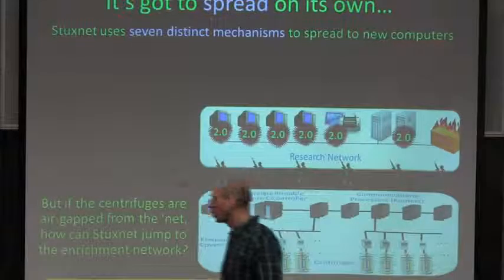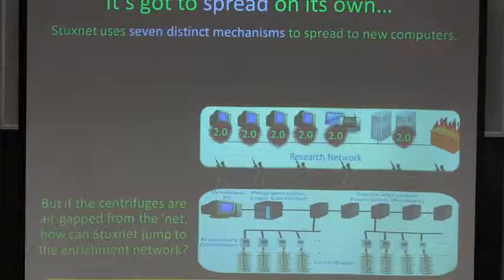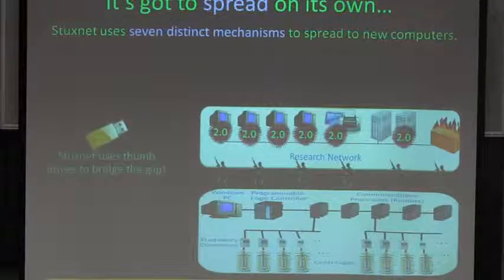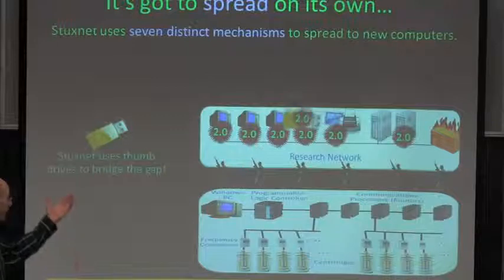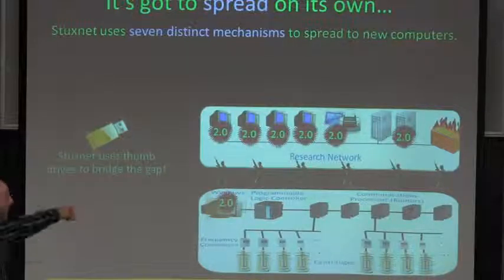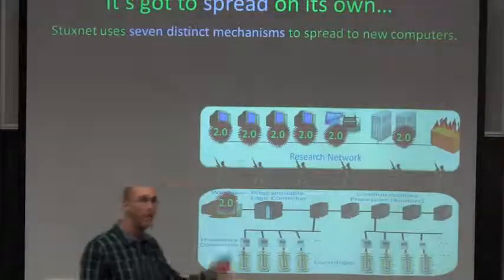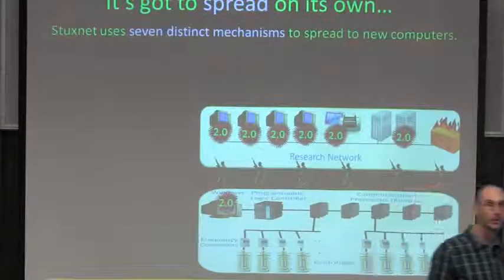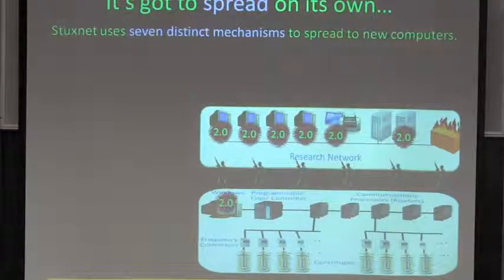Now, if the centrifuges were air-gapped from the network, right? In other words, they were totally separated here. How could Stuxnet jump the enrichment gap? Well, guess what? I've only talked about 6 things so far, so here's number 7. Stuxnet will also spread over USB drives. So all it would take would be somebody to take a USB drive, okay, walk over to one of these machines, walk into the enrichment network, and by the way, this would be somebody entirely entitled to be in the enrichment network, and boom, stick the thumb drive in the machine. That machine is now infected as well. 7 different techniques, 7 ways to get in.